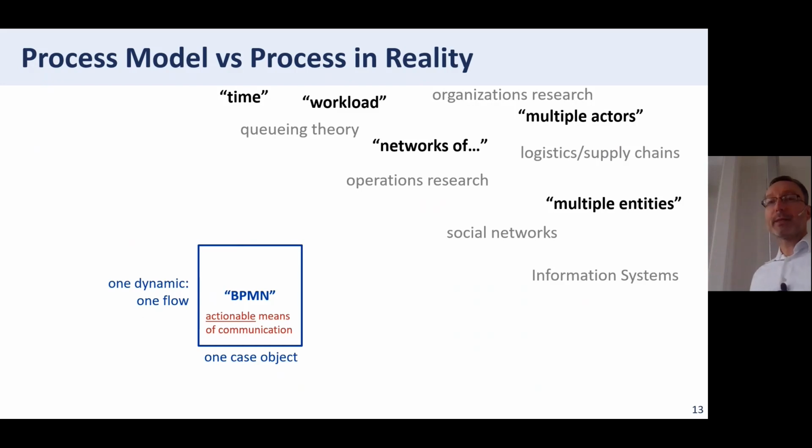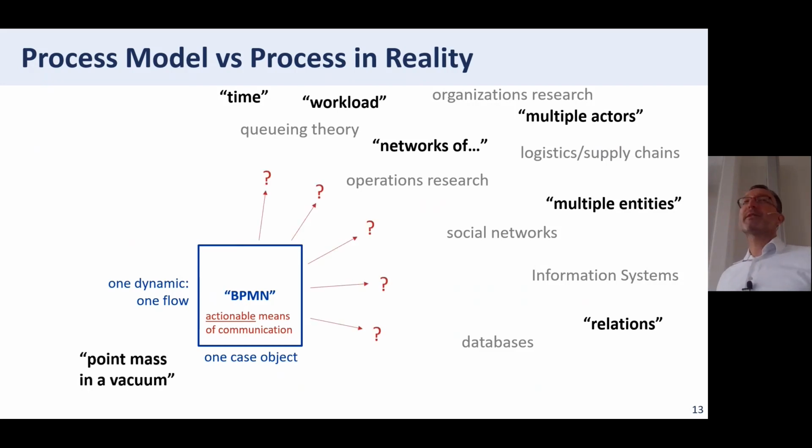Obviously, multiple entities, multiple objects are studied in social network information systems and in databases, right? Relations between objects. It's not in there. But all these things matter for processes. I mean, we know this, right? Everything out there matters for how a process runs. So that renders our small BPMN models like a point mass in a vacuum.